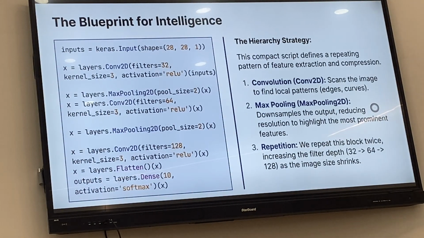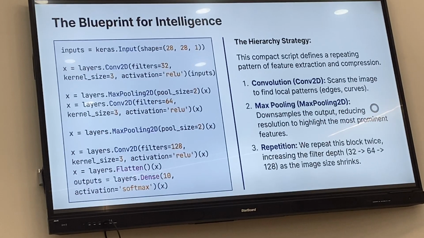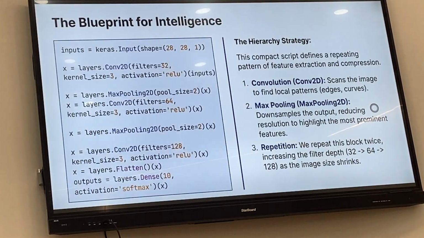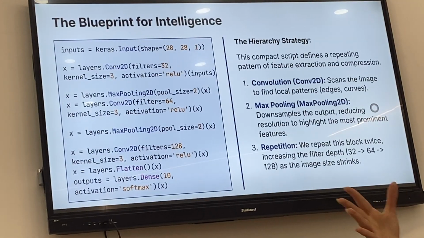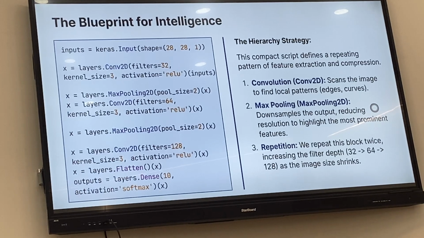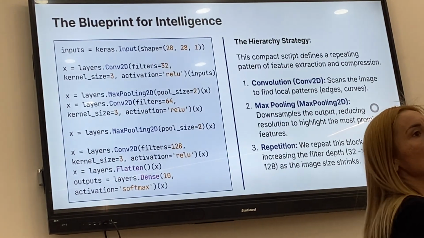And how do we grow in depth? We grow in depth by increasing the number of filters, and the first one is 32, and we go to 64, and after that we'll end up with 128. And we want to shrink the spatial size. How do we shrink it? This is the second layer that we are doing for shrinking, and this is the max pooling.